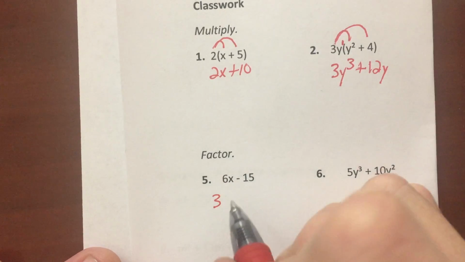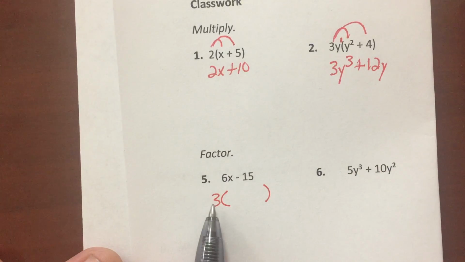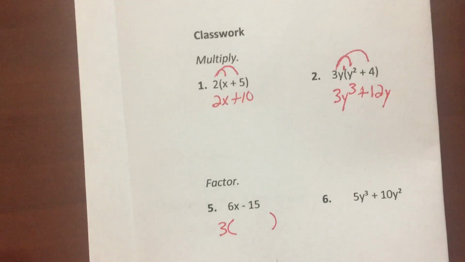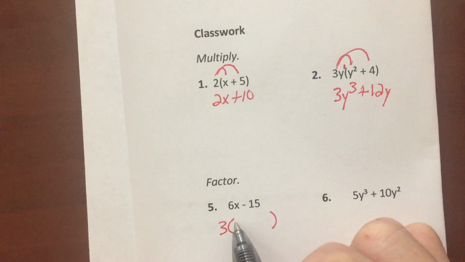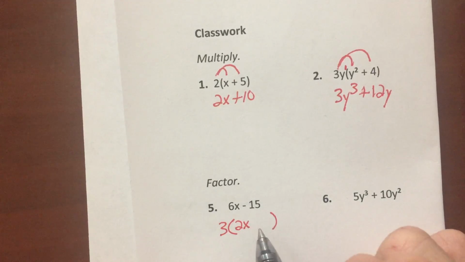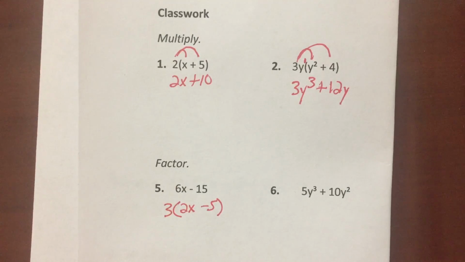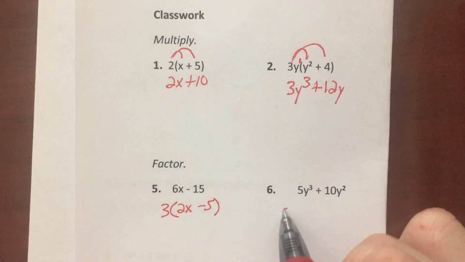So I write the 3 down, and then I open up a parentheses beside it. And now I have to ask myself, what would 3 have to multiply, the same way that 2 multiplied up here? What would it have to multiply in this parentheses to turn back into 6x minus 15? 3 times what is 6x? 2x. 3 times what would make a negative 15? A negative 5.